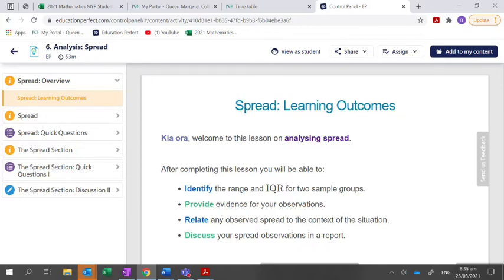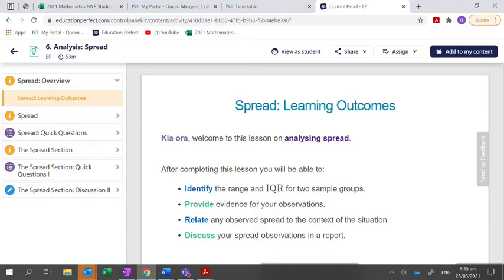We're going to have to provide evidence for your observations. That little bit of mathematics, the subtraction, that's the evidence. Okay? We're going to relate those to the context of the situation. Tell what it means. You'll be very pleased when you see the description of what it means. It means there is more variability or less variability.